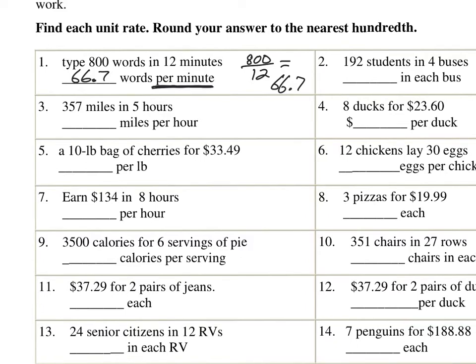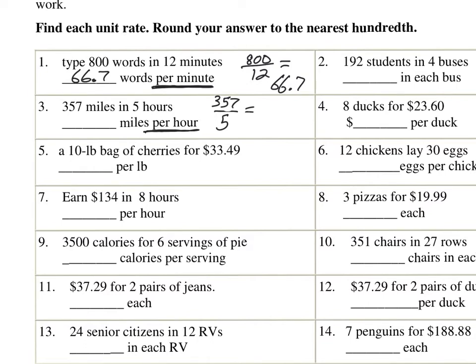Okay, you're back from doing number 2. Number 3, 357 miles in 5 hours. Okay, we're looking for the miles per hour. That's always the key. Again, look for what you want one of. That goes in the denominator. So the 5 goes in the denominator, 357 goes in the numerator. I wrote it backwards. 357, not 375.